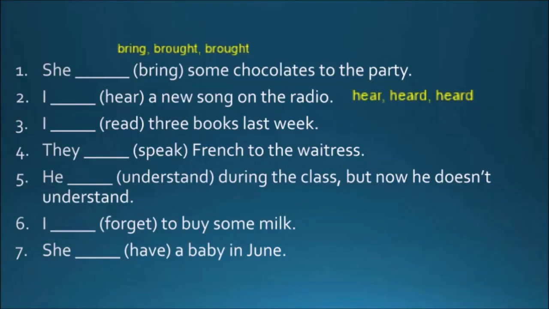Let's have a look at number 3. I, in brackets, read, infinitive form, 3 books last week. So first of all, let's have a look here. We have a sentence with a signal word or a key word. We've got last week. Last week says to us very clearly past. We're talking about the past.